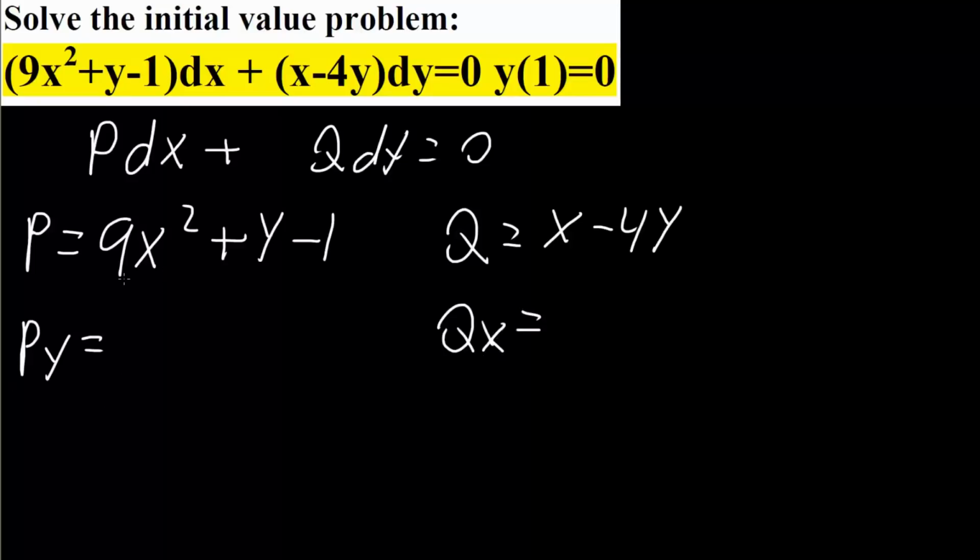So the partial derivative of this in terms of y would be 1 because we treat x as constants. So this would be 0, this would be 0, the derivative of y is 1. Next, we will take the partial derivative of q in terms of x, so y would be treated as a constant. So this would be 0, and the derivative of q is 1. Since py is equal to qx, we can say that it's exact, and we can proceed.